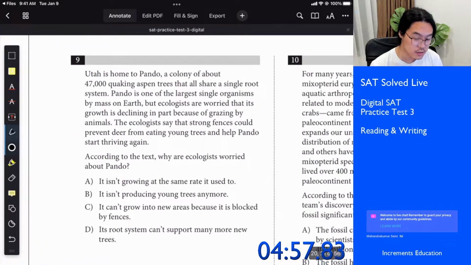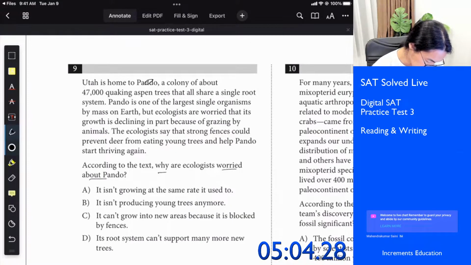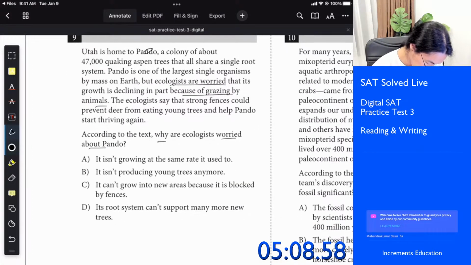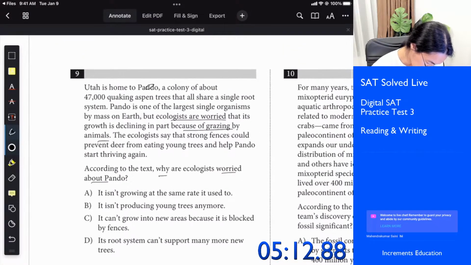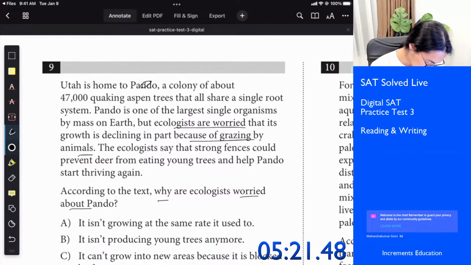Okay, Utah is home to Pondo Condi. Why are they worried? Okay, so we're characterizing their worry. Are worried that its growth is declining because of its grazing by animals. That, that's growth is declining. Okay, I have to actually read the passage. A single root system.